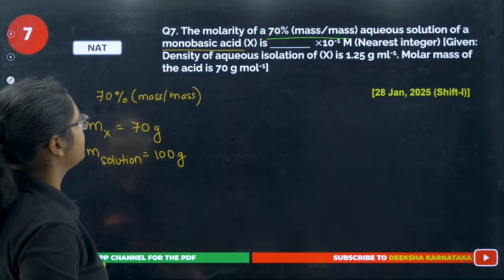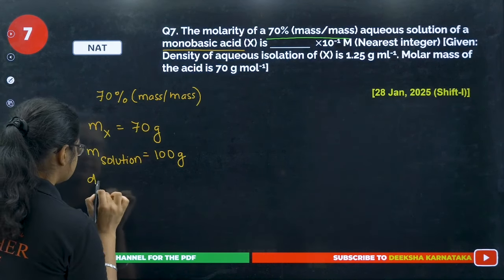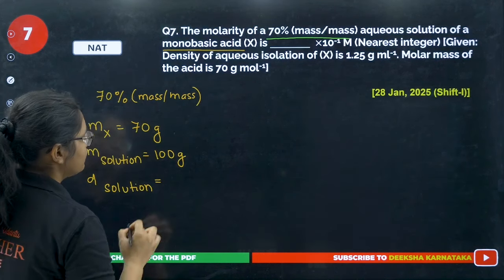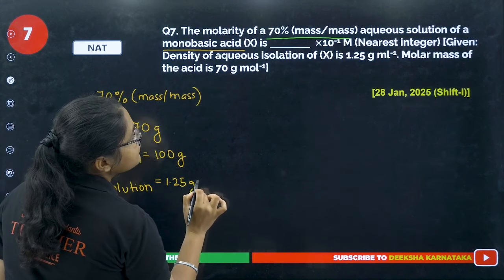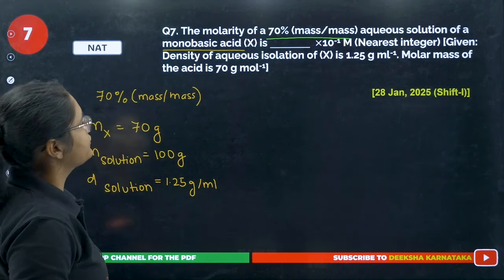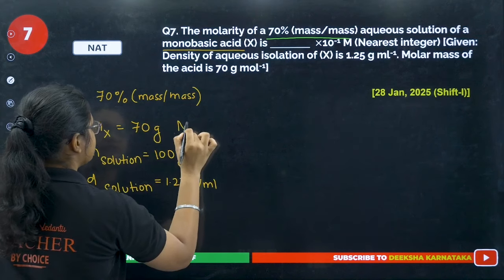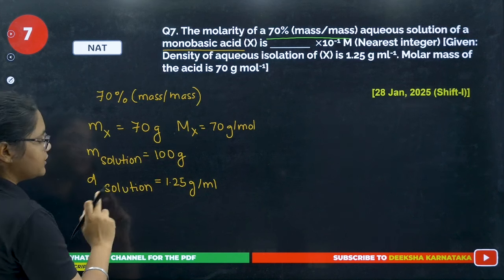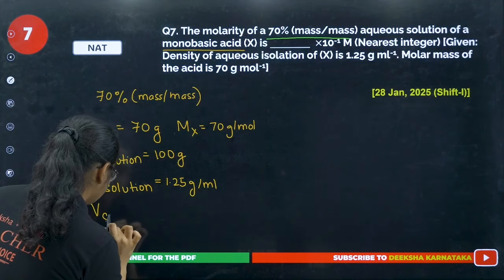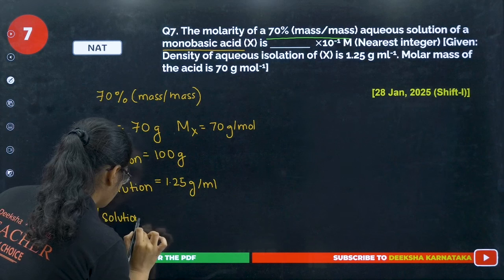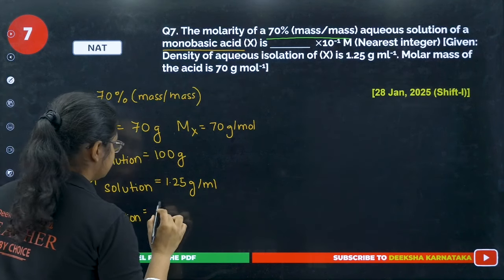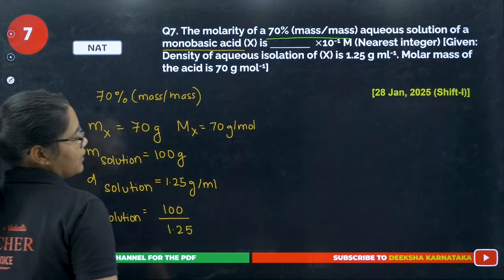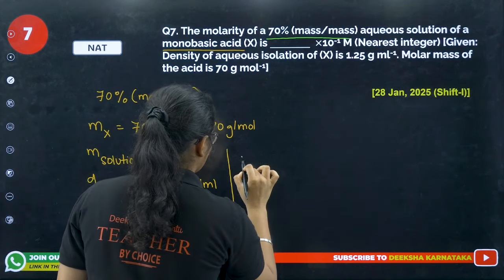Density, okay, so we have been given the density of the solution. What is the density of the solution given to me? Density of the solution is 1.25 grams per ml. Okay. Next you have the molar mass of the acid. So molar mass of this acid is also 70 grams per mole. So I have mass of the solution, density of the solution. Can I calculate the volume of the solution? Mass by density, 100 by 1.25.